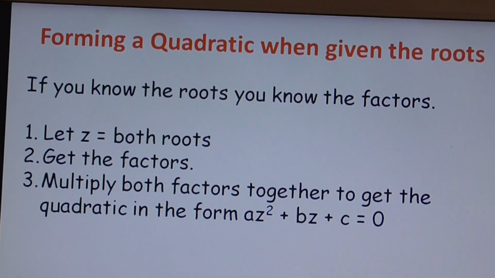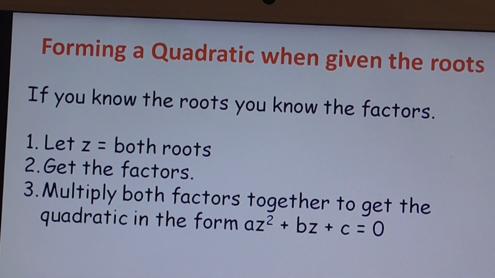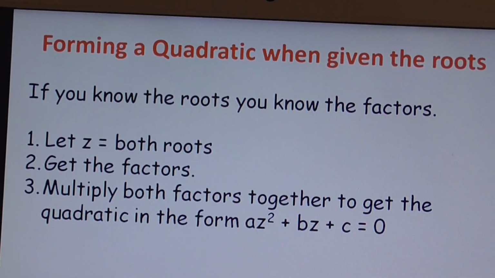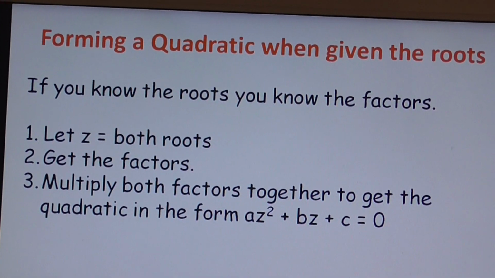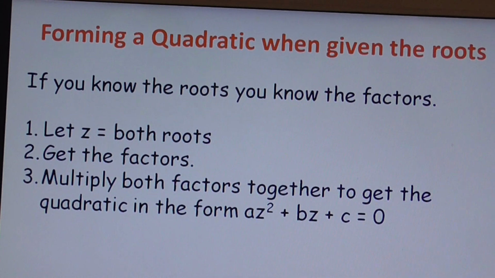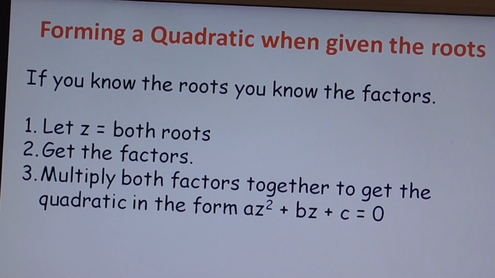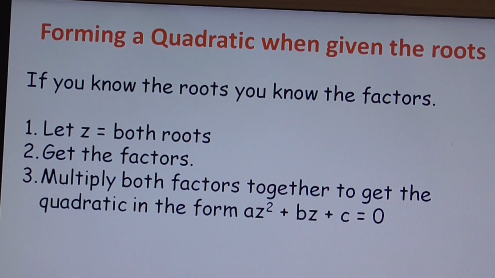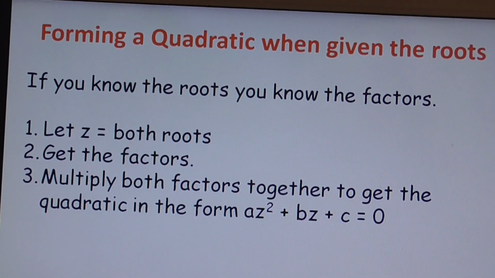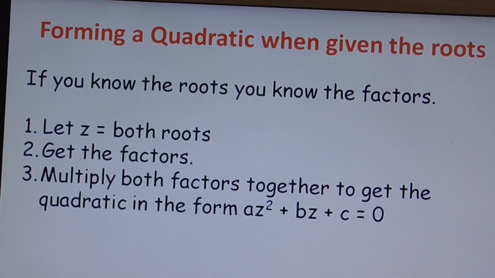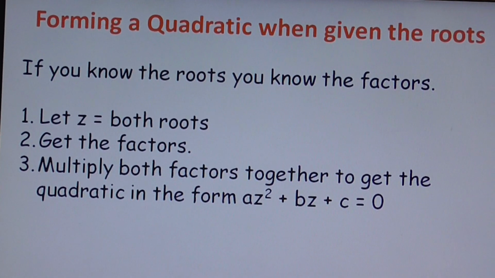Okay, so next we're going to look at forming a quadratic once you've been given the roots. Now we've done this already when we did algebra. Okay, so we're going to go with the same procedure. So there's two methods. This is the first method. Okay, if they have given you the two roots, well then you know the two factors straight away. Okay, so let z equal both roots. Step 2 then, get the factors. So just bring everything over the equals and you'll have z minus or plus, whichever, all now equal to 0. You now have the two factors. Then you would multiply both of the factors together and you'll get out a quadratic. Okay, so that's method 1.